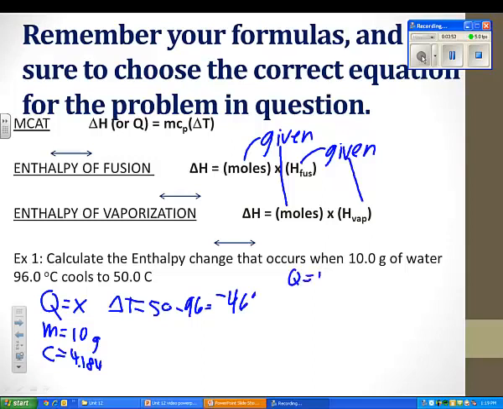So you plug it in. Q equals MC delta T. Your M was 10 times your C of 4.184 times your delta T of negative 46. Be very cognizant of that negative sign. It becomes very important very soon. That will give you a Q of negative 1925. That'll be in joules. Very soon you'll see that negative sign means an exothermic reaction. That's why it matters.